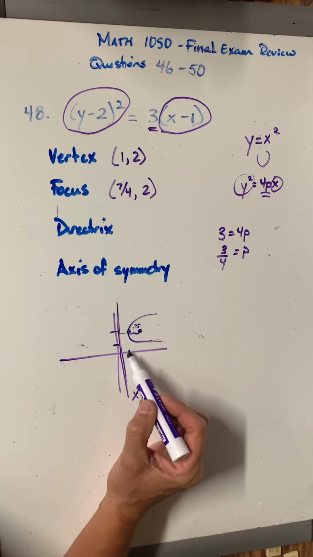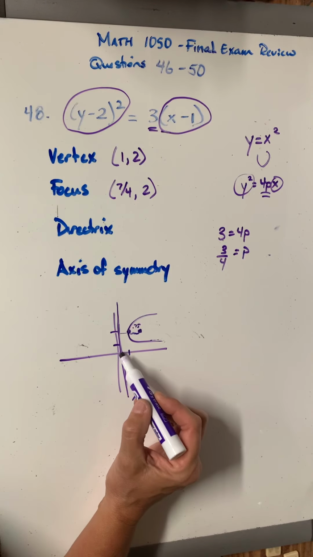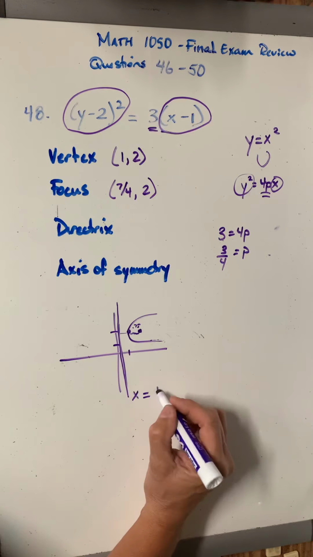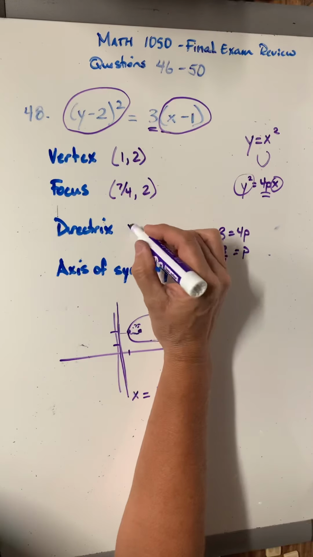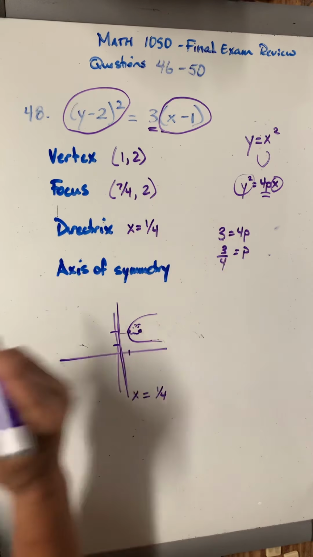Well, what would it be? If x was 1 here and I subtract 3/4, then I'll end up with 1/4. So the directrix is x equals 1/4.